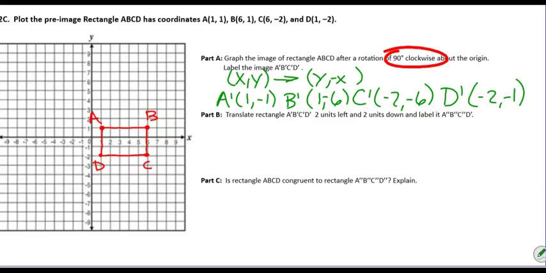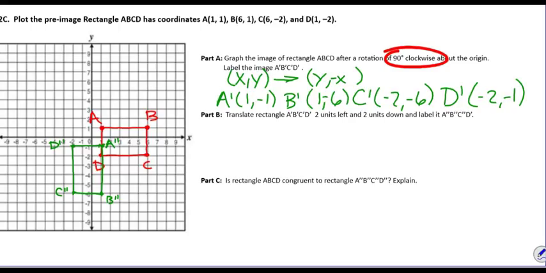Let's go ahead and plot this. So now our green image, as you can notice, has been rotated 270 degrees counterclockwise, or 90 degrees clockwise. Then part B says translate the rectangle A'B'C'D' 2 units to the left and 1 unit down.